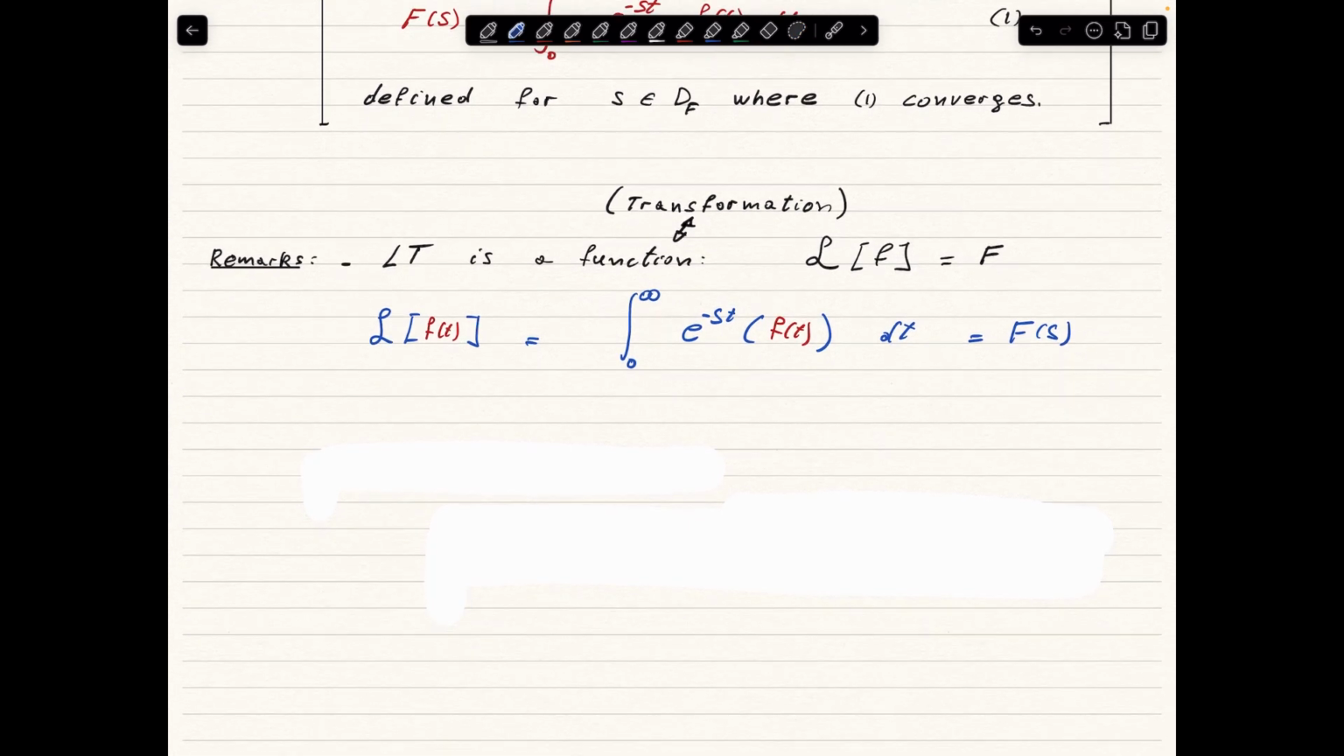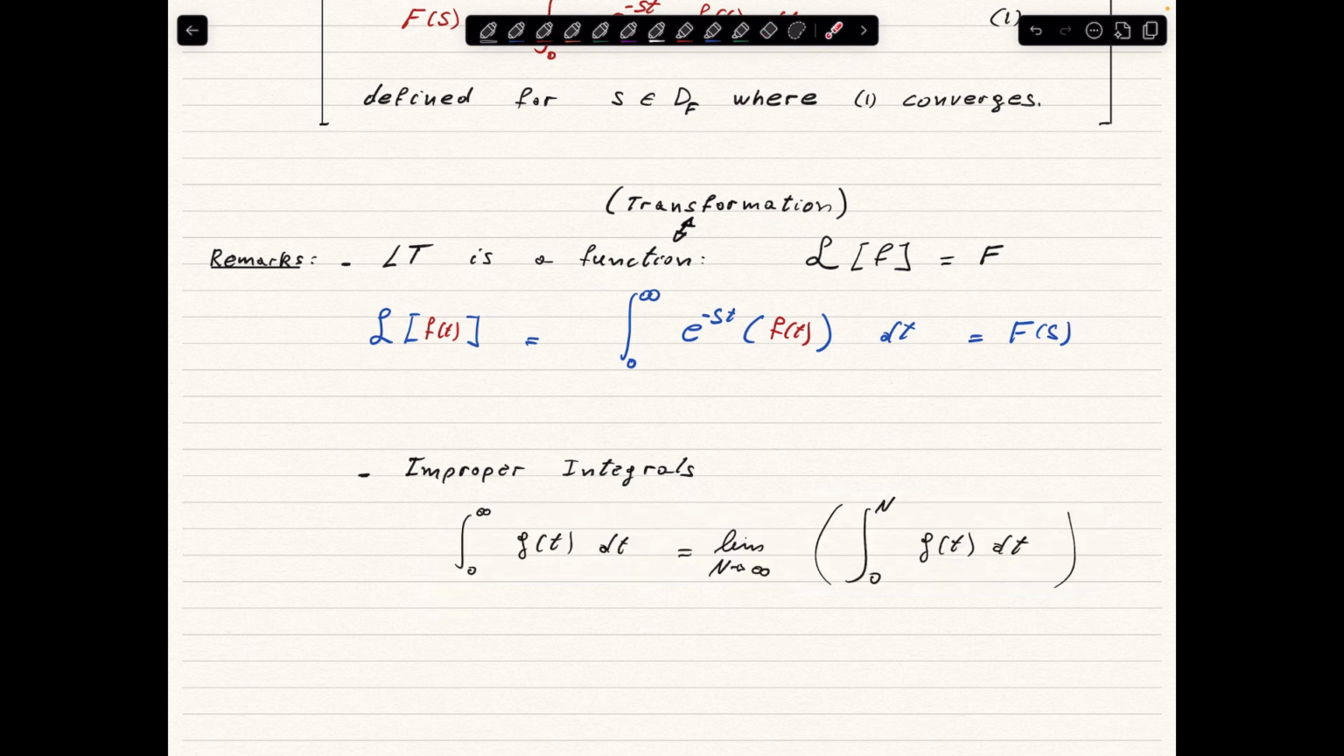Notice the Laplace transform contains, of course, an improper integral. An improper integral means that we have a limit that is infinity. And let's recall that the definition of an integral to infinity is we integrate until a finite value N. We do this integral first, we have an expression here that depends on this N, and to that expression we take the limit as N goes to infinity. So that's how we define improper integrals.